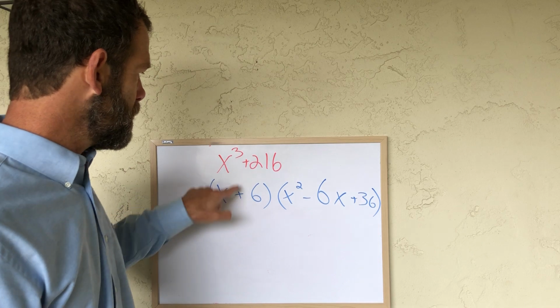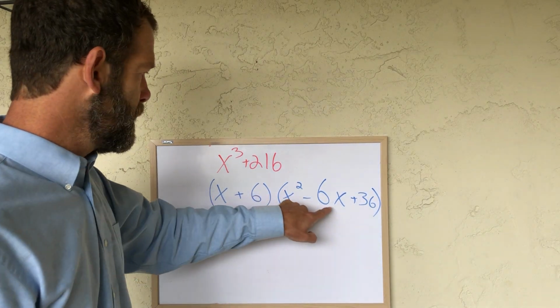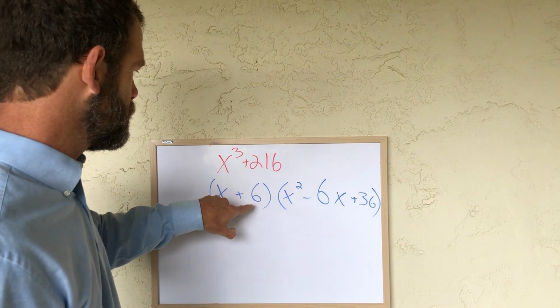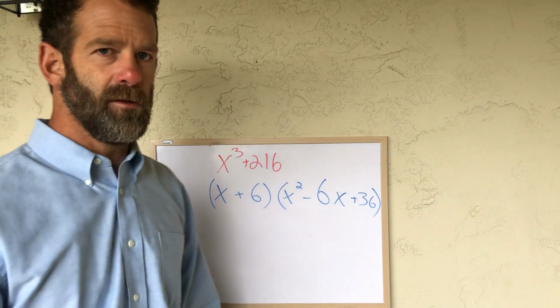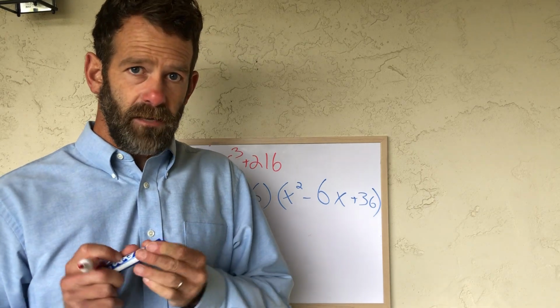The binomials are the same. The trinomial middle sign is different. The middle term is the product of your a and b in your binomial. That's the mathematical explanation. Hopefully that made sense to you guys.